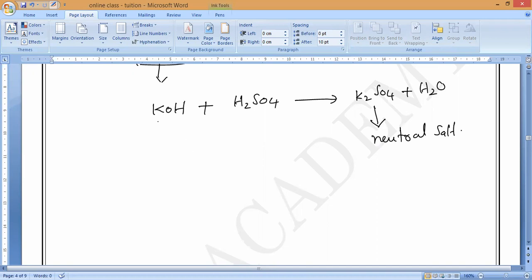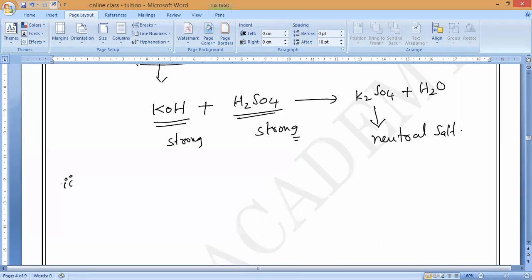The base, potassium hydroxide, is very strong, and sulfuric acid is also very strong. That is why it forms the neutral salt. Any doubt? This is the first point.